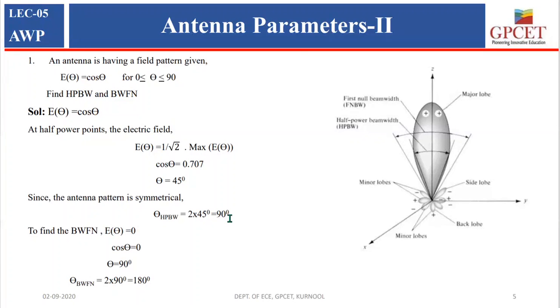Similarly, to calculate the beam width between the first nulls, we must equate the field pattern to 0. Why equate to 0? Because we are finding the angle between the first nulls, and null means zero radiation. That's why we are equating E theta to zero. So once you equate E theta, cos theta, to 0, theta is 90 degrees. Since the pattern is symmetrical, the beam width between the first nulls is 2 times 90 degrees, that is equal to 180 degrees.